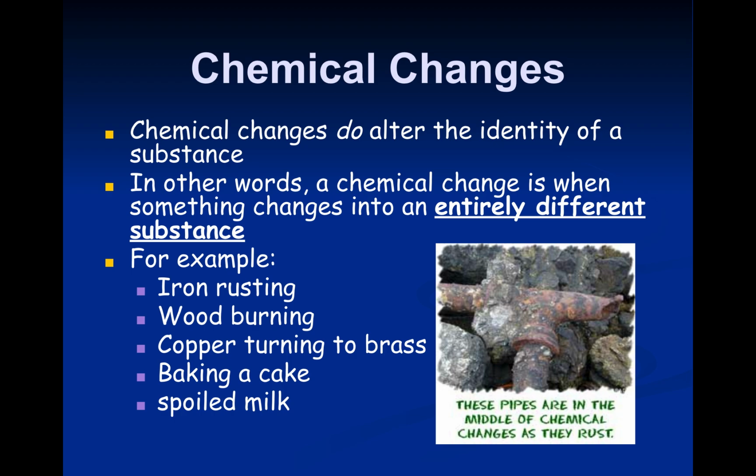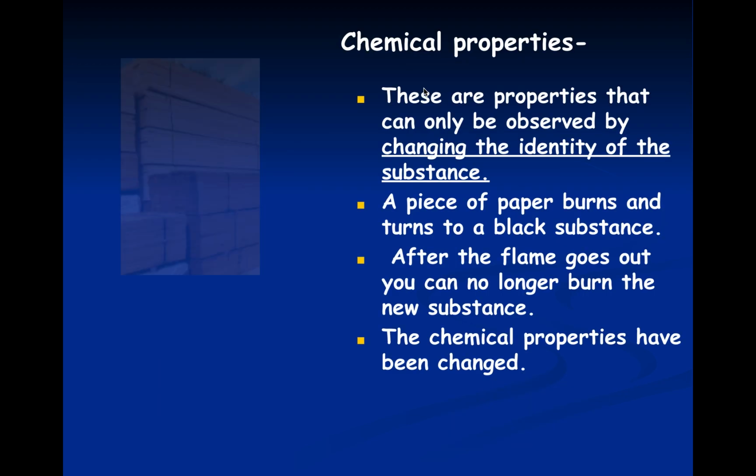Chemical changes do change what it is. So you have an entirely new substance. Things like rusting iron. It's not iron anymore. It's a new substance, iron oxide, it's called. Wood burning. It's not wood anymore. Copper, when it changes to brass, well, it went from one thing to another, so it's new. Baking a cake changes its chemical composition. Spoiled milk, you can smell it, like the video said. That's a change in odor. So all those changes, CH for chemical, CH for change.